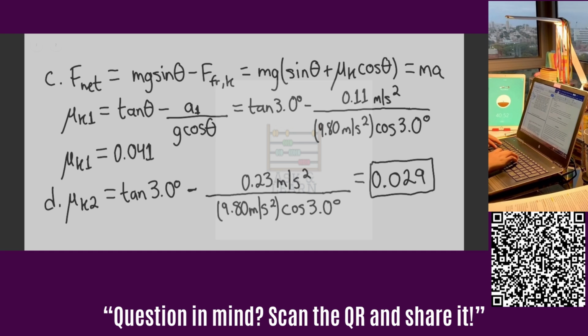And for part C, this would be your coefficient of kinetic friction for the old pair of skis. That is the end of the solution.